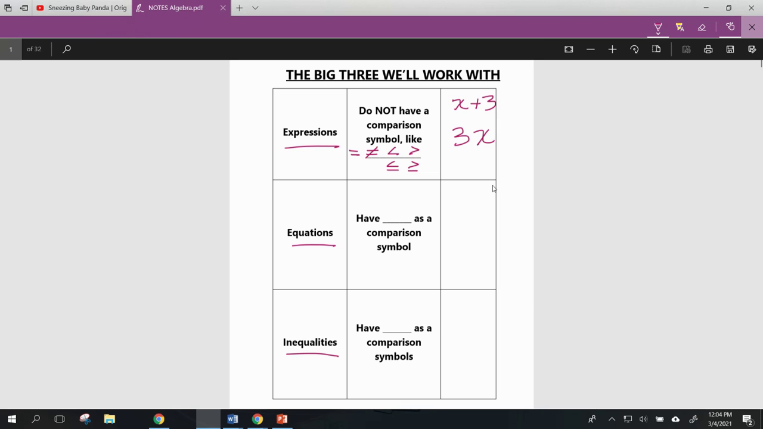Equations, on the other hand, do have a comparison symbol. They have the equal sign as the comparison symbol. For example, if we had x plus 3 equals 5, well, you could totally figure out what x is, right? We could go through this process to sort it out. I bet you can even figure it out in your head right now. X is 2, right? An equation allows us to truly be able to solve for x.